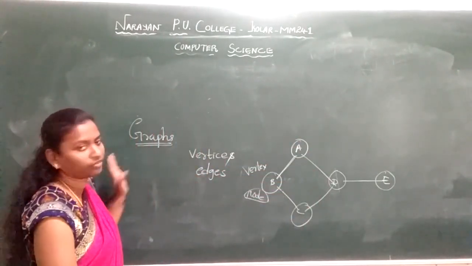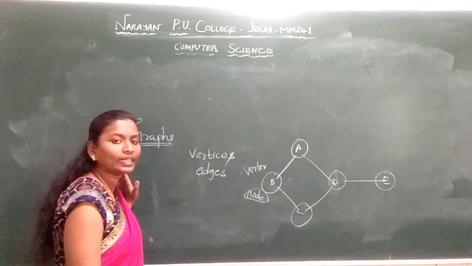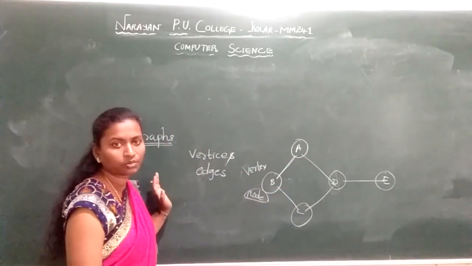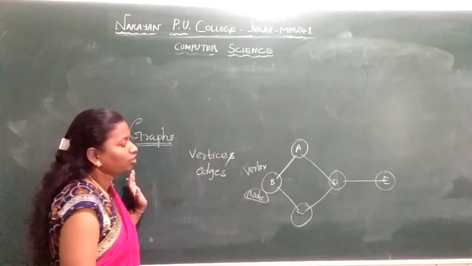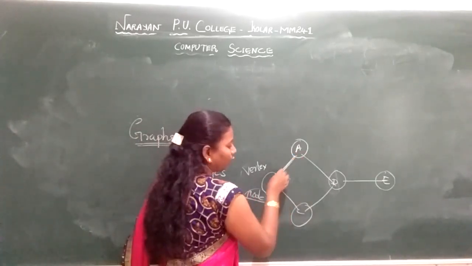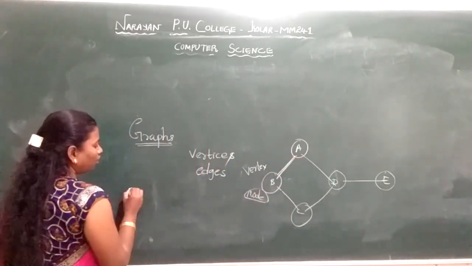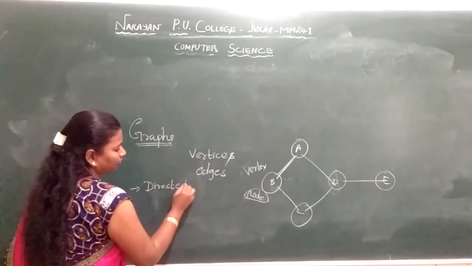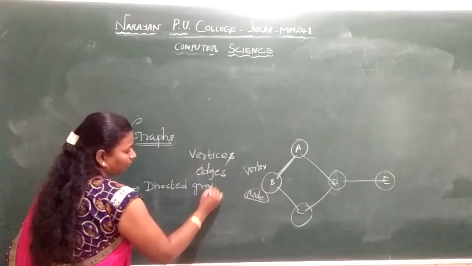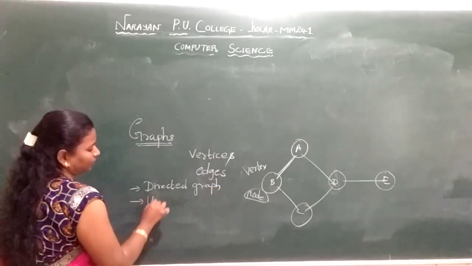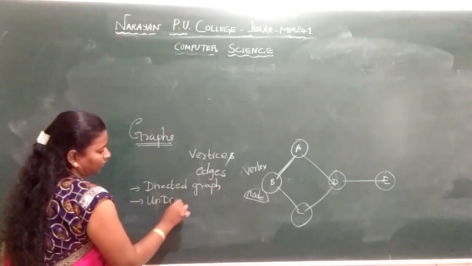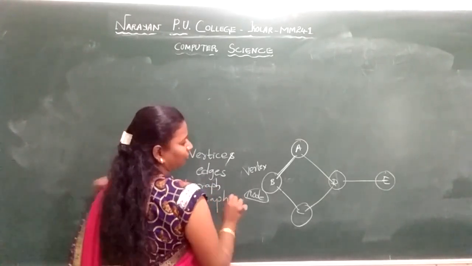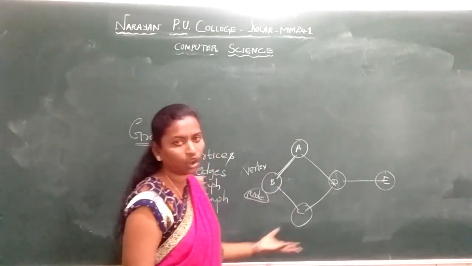When you write the graph definition, a graph is again a non-linear data structure which contains the set of vertices and the edges which connect the vertices. So this is a graph. In graph again we have two types: one is directed graph and the other is undirected graph. If I don't give the direction, it is not directed.